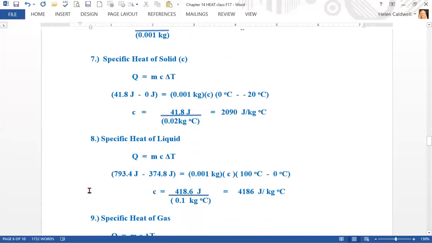For the specific heat of the liquid, we just move up to the second incline. Q is equal to MC delta T. 793.4 joules minus 374.8 joules equals 0.001 kilograms times little c times 100 minus 0. You do the math and you end up with 4,186 joules per kilogram degrees Celsius.